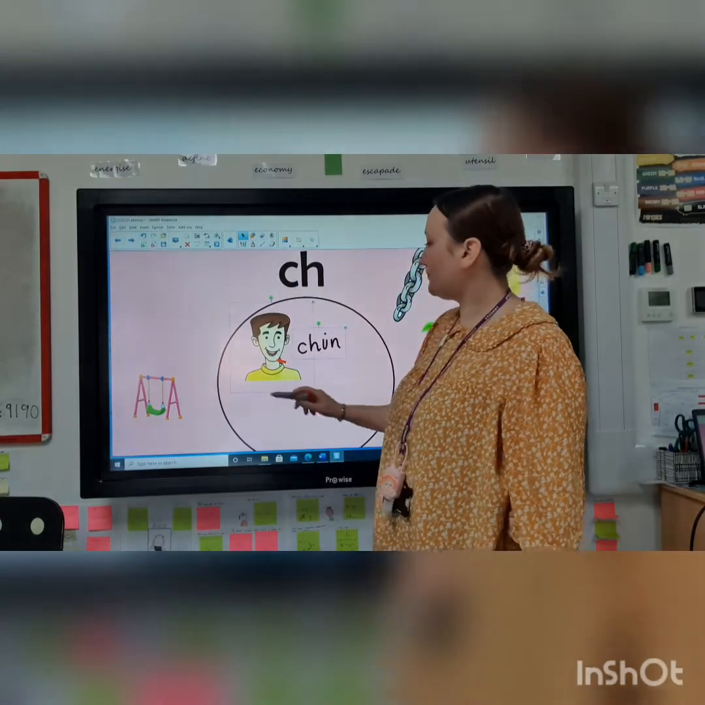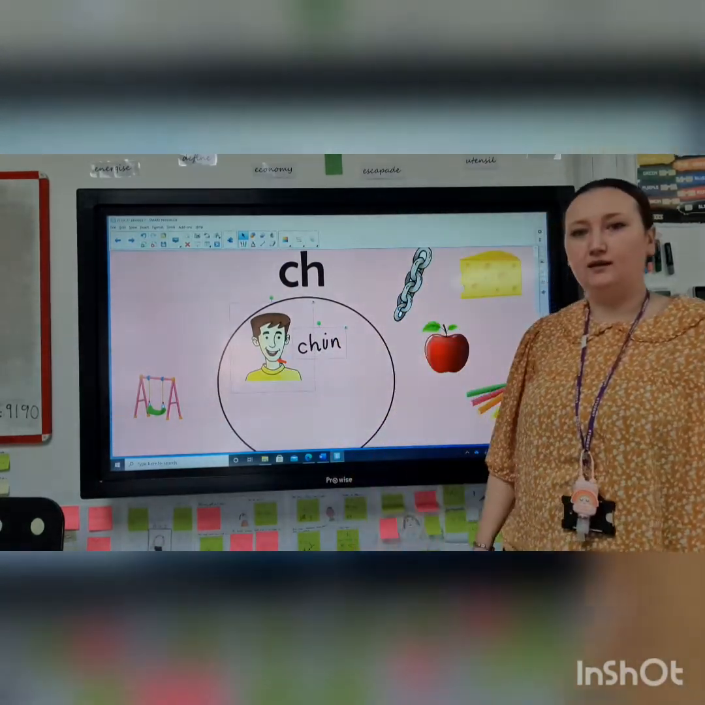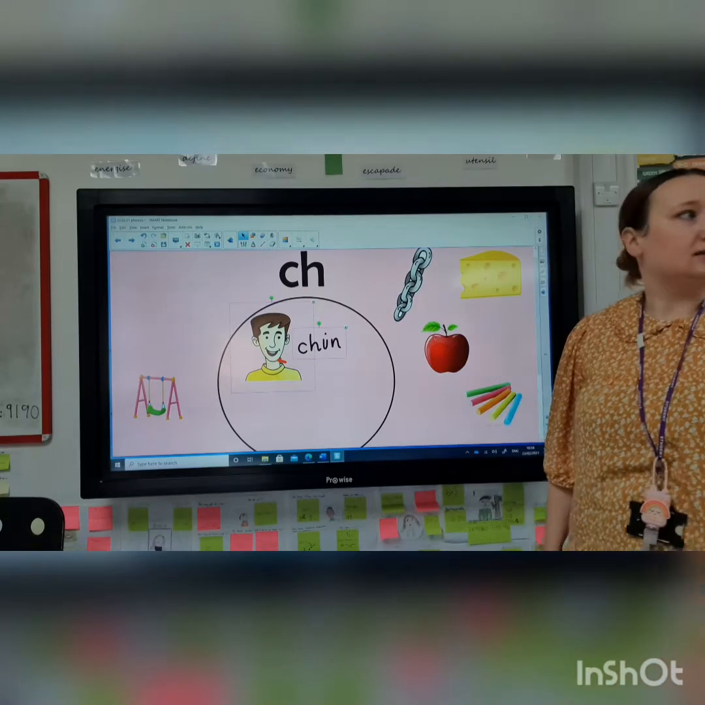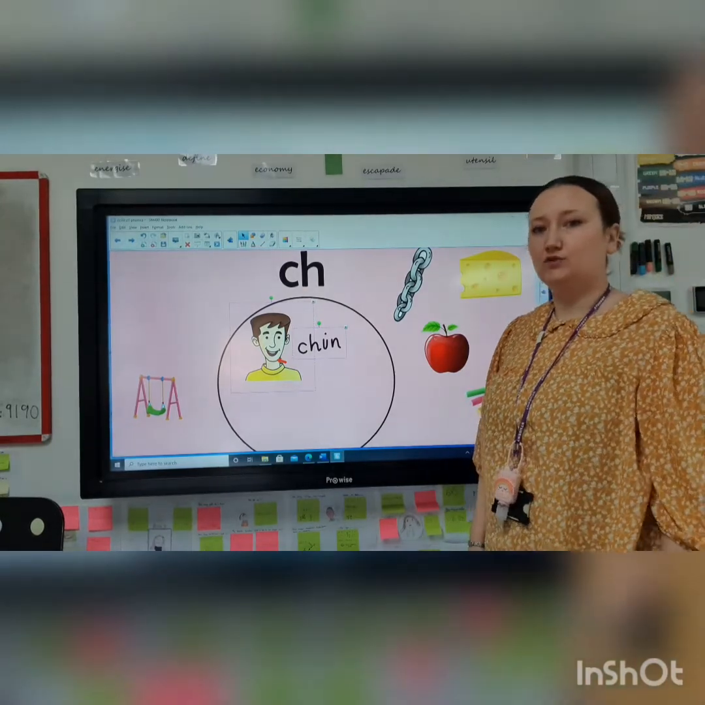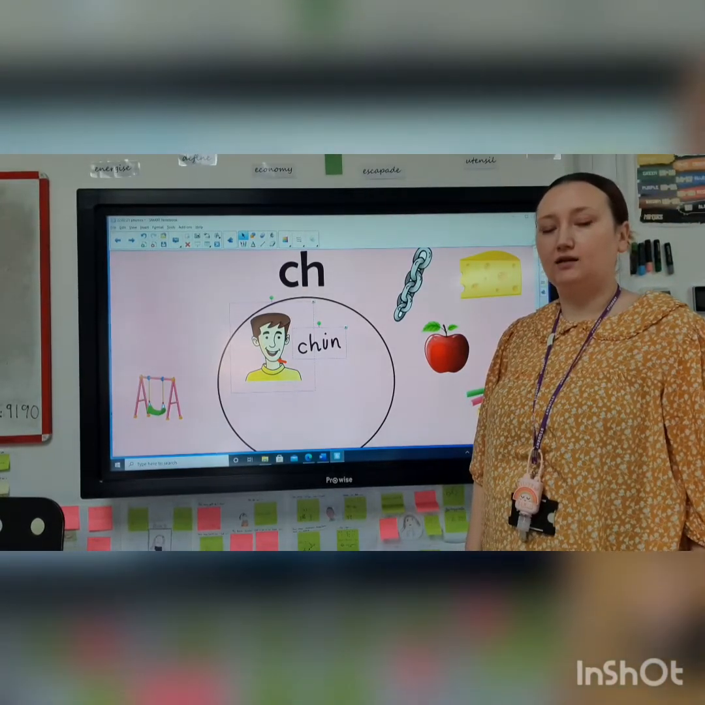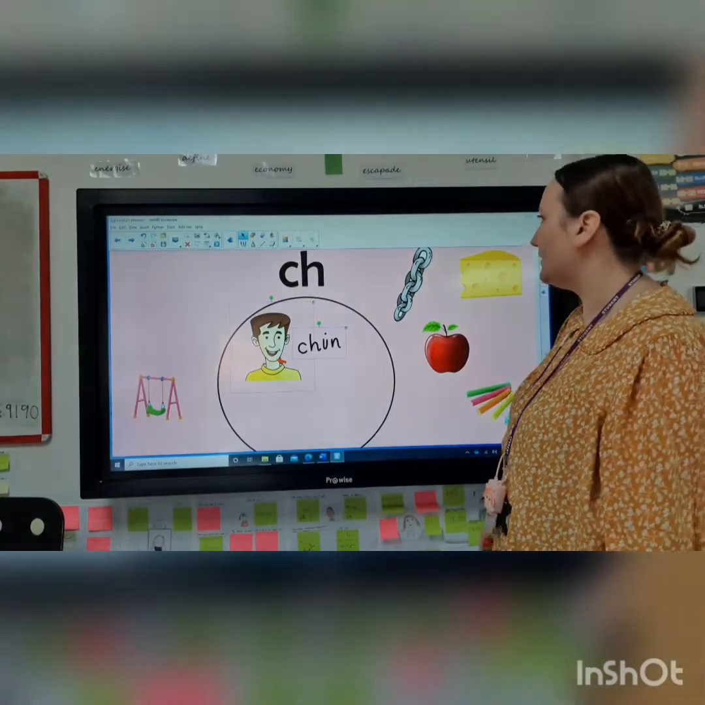circle. So what about here? Swing. Got a swing. Does swing have the phoneme ch in it? Swing. No, I can't hear that phoneme in there.